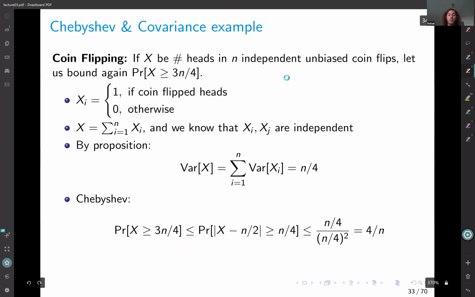And now, if we use Chebyshev here, what do we get? What is the probability that x is greater than or equal to 3n over 4? This probability is less than or equal to the probability that x minus n over 2, which is the expectation of x, is greater than or equal to n over 4, because the second event contains the first one, so it's a bigger event.